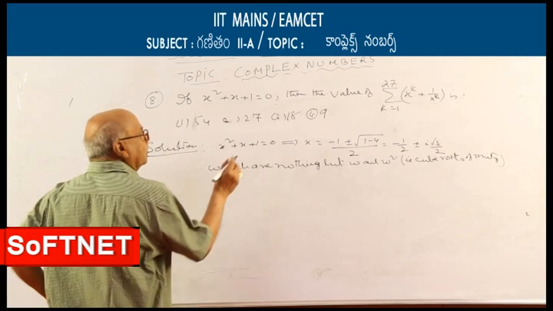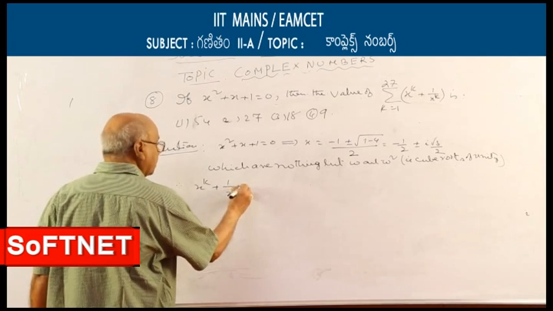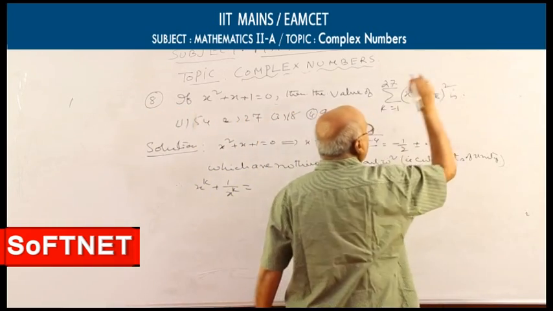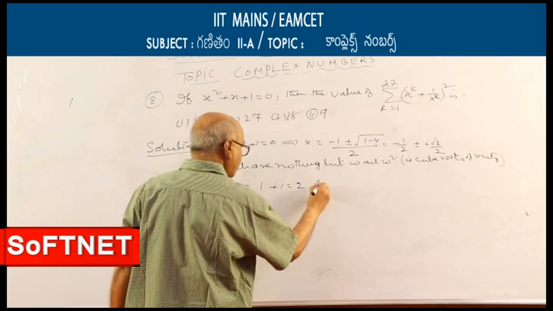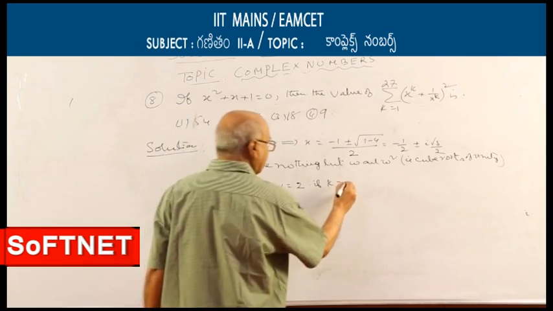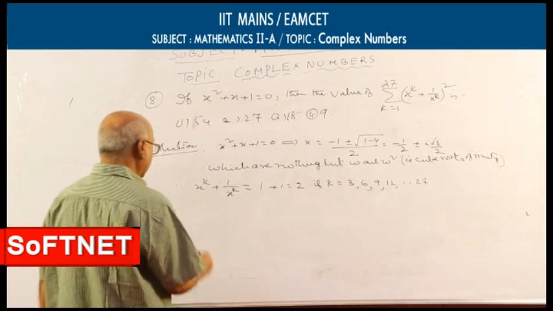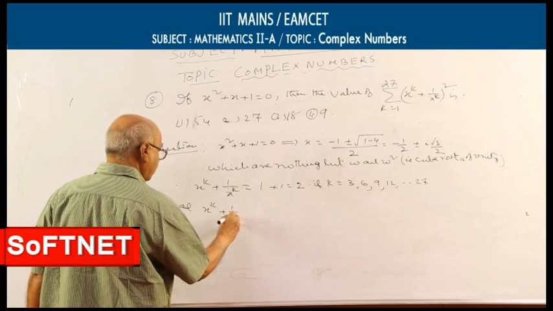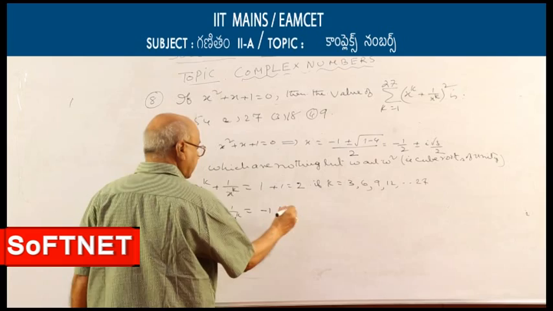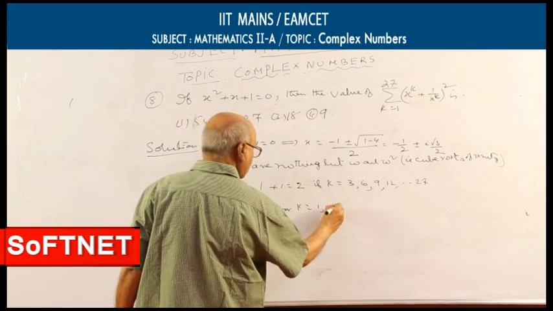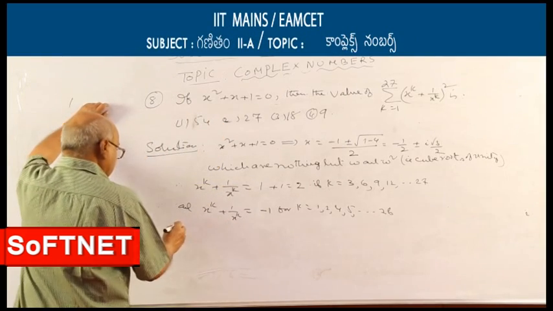Therefore x power k plus 1 by x power k, whole square, is equal to 1 plus 1, which is 2, if k is a multiple of 3, that is if k is equal to 3, 6, 9, 12, etc. up to 27. And x power k plus 1 by x power k, whole square, is equal to minus 1 for k equal to 1, 2, 4, 5, etc. up to 26.